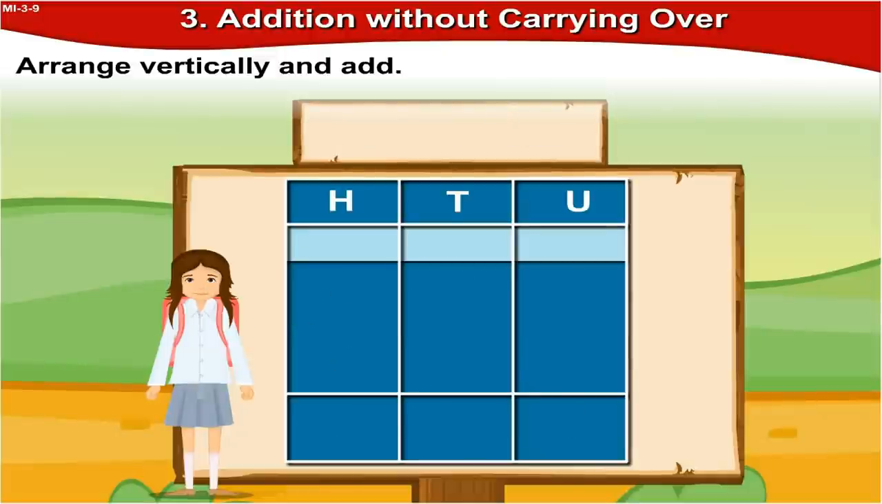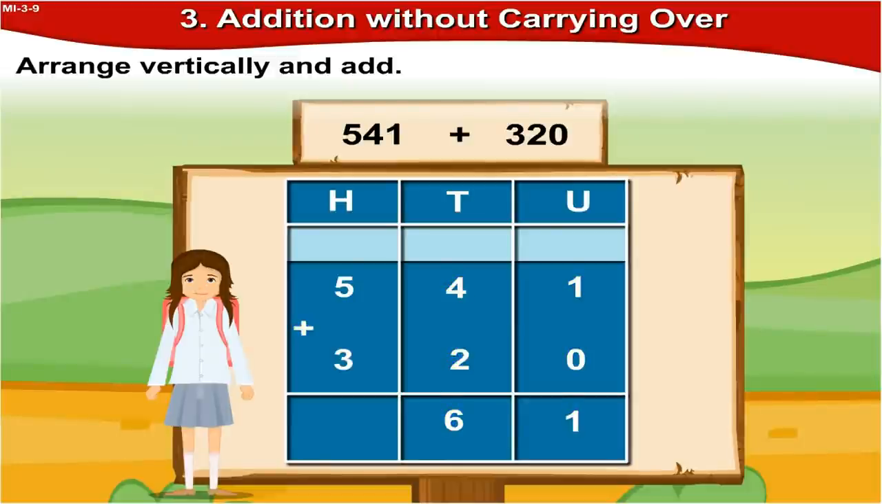Now the next one. 541 plus 320. Well, first we'll arrange them vertically. Now we will write HTU. 541 would be 500, 4 tens, 1 unit, plus 320 would be 300, 2 tens, 0 units. Now let us begin our addition. 1 unit plus 0 units is 1 unit. 4 tens plus 2 tens is 6 tens. 500 plus 300 is 800, which means it is 800, 6 tens and 1 unit, that is 861.